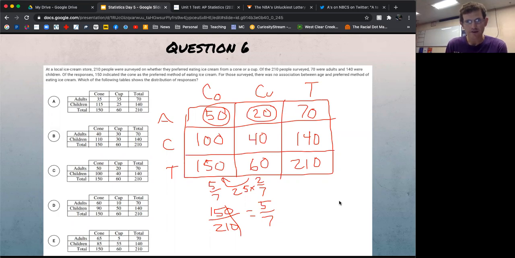So that is the correct chart. That's what it should look like. And now what I can see is that no matter if you're an adult or a child, you have the same conditional distribution for your preference. And that means that they are independent. There's no association.